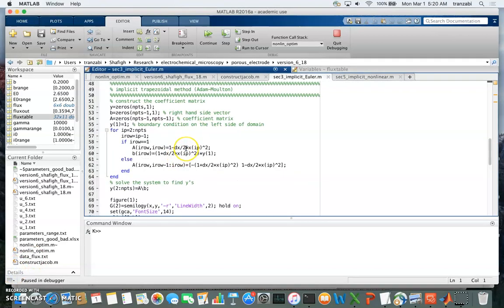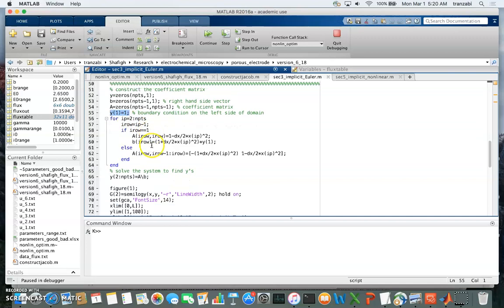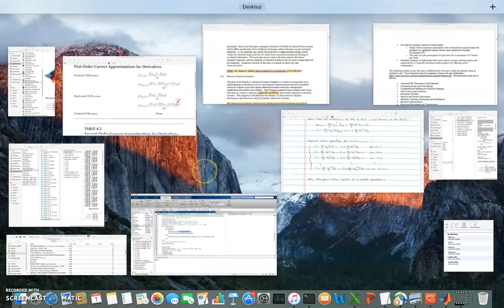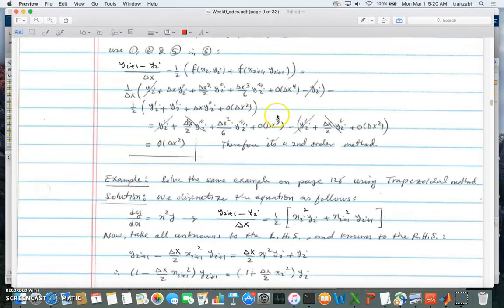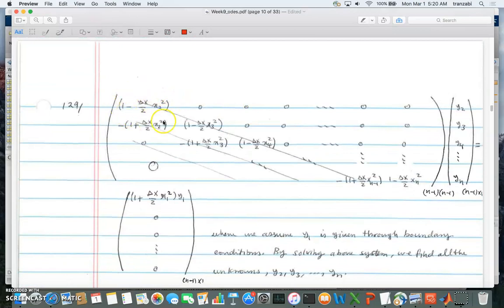So this is the code for the implicit Adams-Moulton method. Again, the first part is to create the matrices, initialize them to 0, and put the boundary condition at x equals 0, y equals 1. Then for the first row, we only have the diagonal element, which is 1 minus delta x over 2 times x2 raised to the second power, and that's exactly this element. So on the first row we only have one non-zero element, and on the second row we have 2.